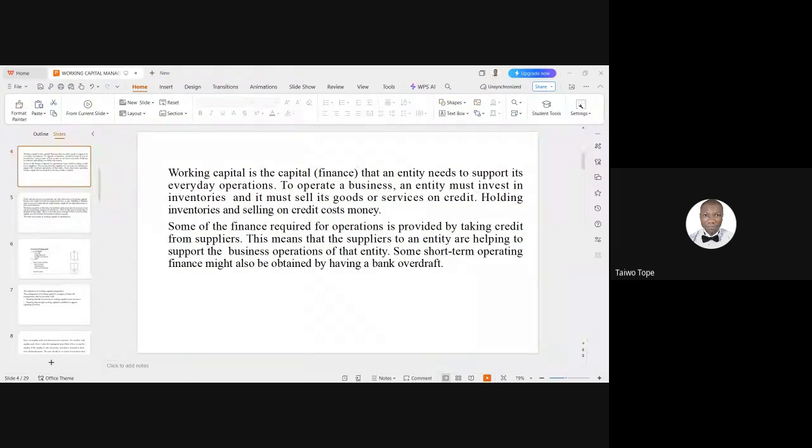Okay. The working capital, I said, is the length of time between payment of raw material, entering into stock, and receipt of proceeds from sale.